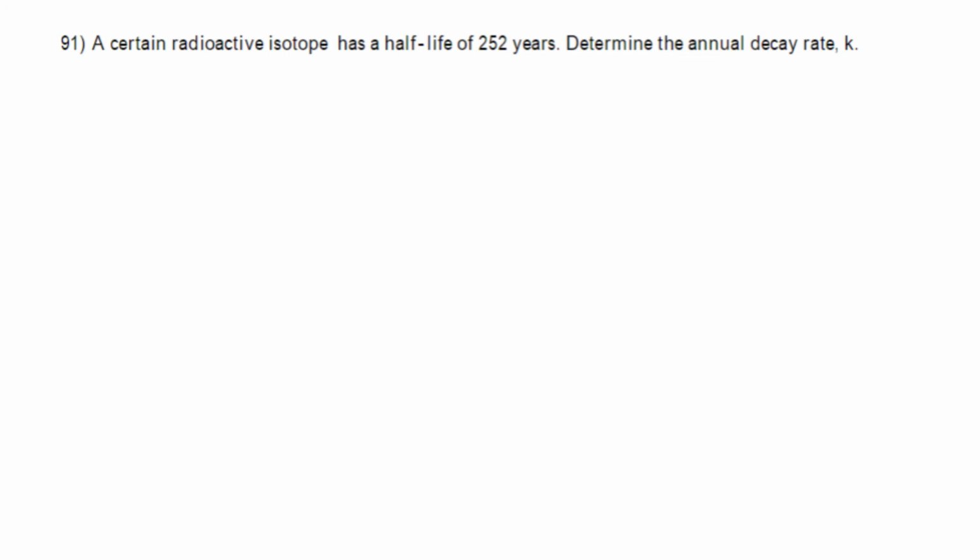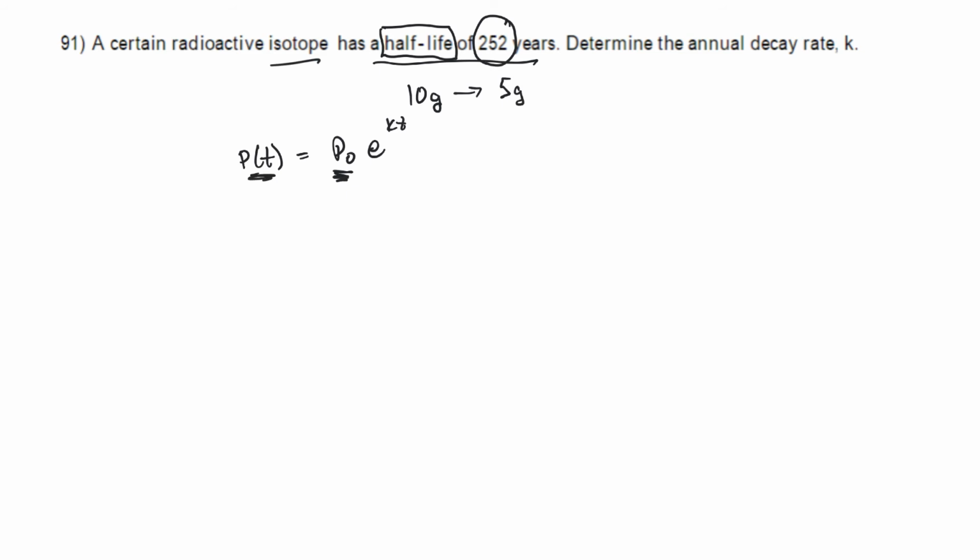Okay, here's another one. It says radioactive isotopes have a half-life of 252 years. That's a key thing. They say half-life, and that means if a piece of metal has maybe 10 grams, after 252 years, it becomes 5 grams, or half of what it originally started with. So if I look at my formula, e to the kt, this is what it starts with, this is what it ends with. So if I start with 10 grams, I'm going to end with 5, and I'm going to do that after 252 years.